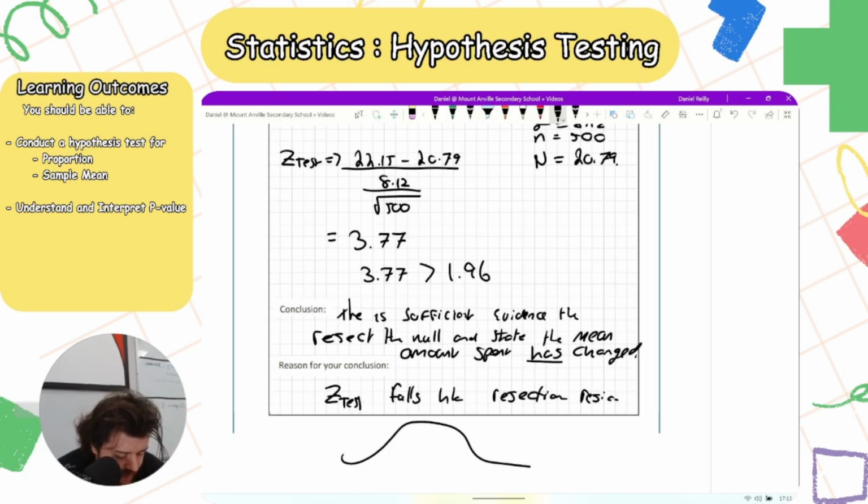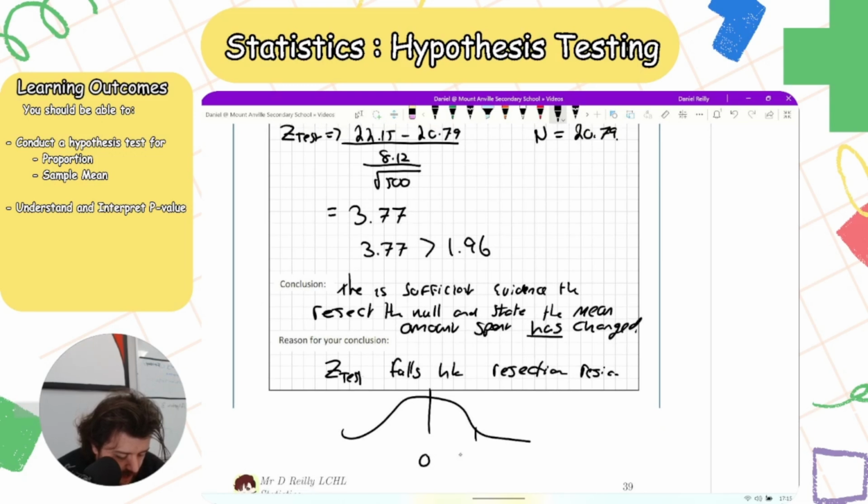Right? Because, as again, here's my thing. Here's positive 1.96, minus 1.96. If we fail to reject, it has to be in here. But since it's 3.77, that is literally past 1.96. So it's in my rejection region. That's why we reject it.